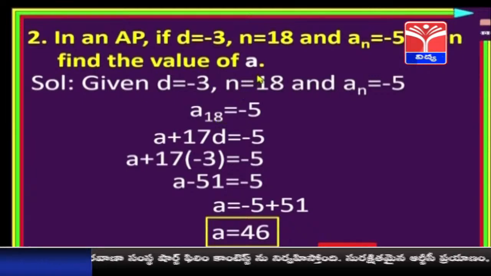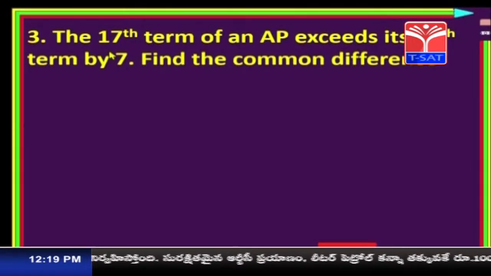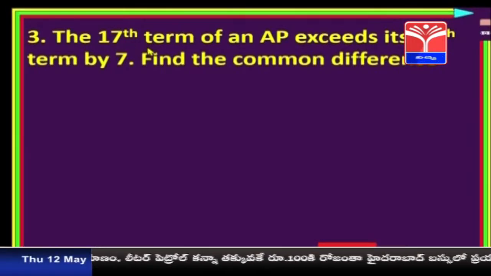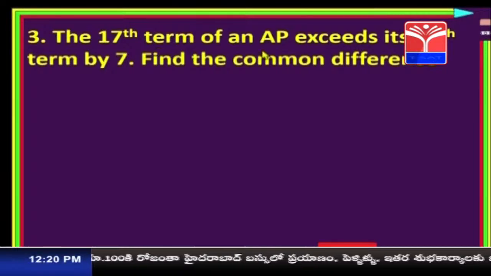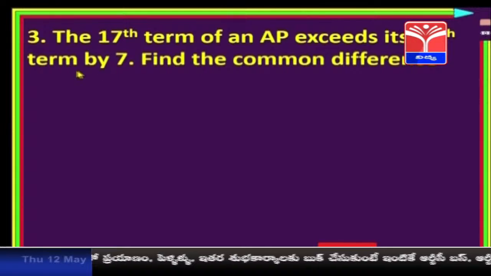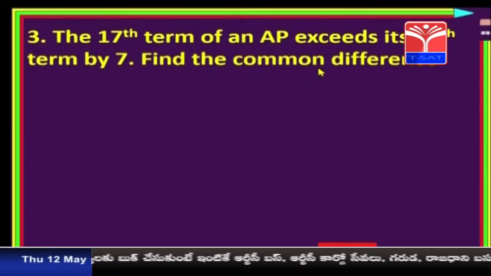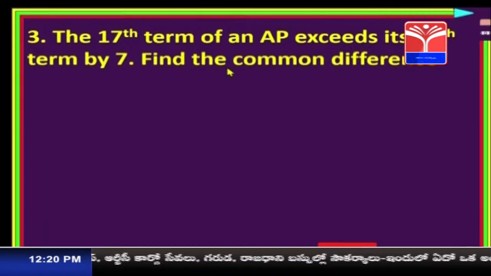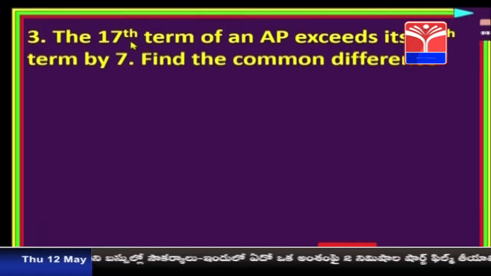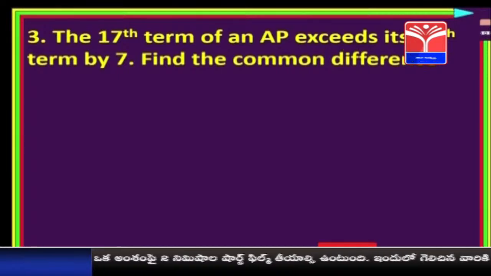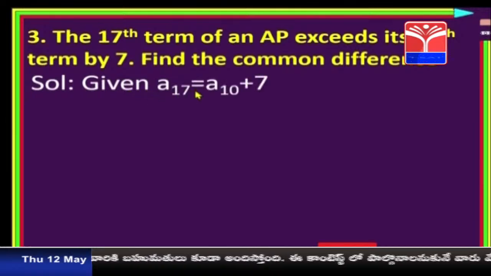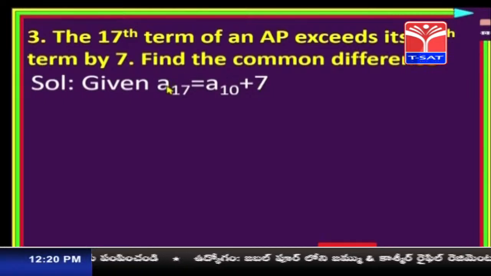Next, see one more example. Here is one interesting problem: the 17th term of an AP exceeds its 10th term by 7, then find the common difference. Okay. So, write the condition. What is the given data? The 17th term is denoted with A17, which exceeds the 10th term by 7. So, that can be written as A17 is equal to A10 plus 7. The 17th term exceeds the 10th term by 7, means we have to increase the 10th term by 7, then we will get the 17th term, that is the condition.